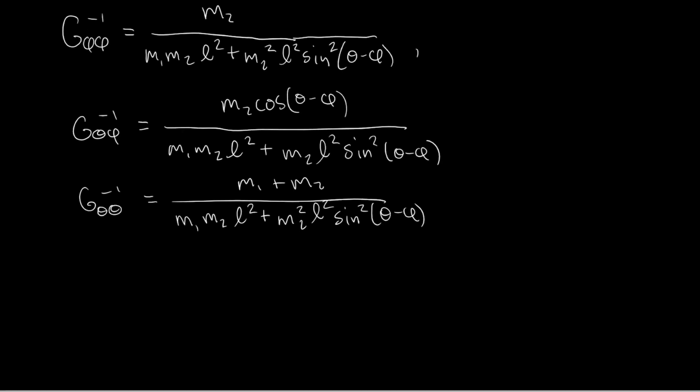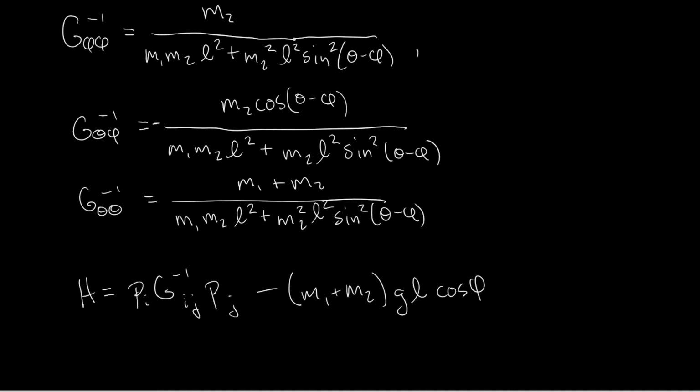Great, and so then we plug this into the Hamiltonian, right? Our Hamiltonian is going to be p sub i, g inverse i j, p sub j, plus our potential, which I can write. I'm not going to bother writing the kinetic term. It's not enlightening in the slightest. Actually, this guy should have a minus sign. There, yeah. (m1 plus m2) g L cosine phi minus m2 g L cosine theta.